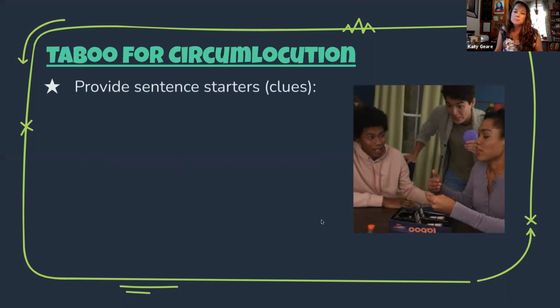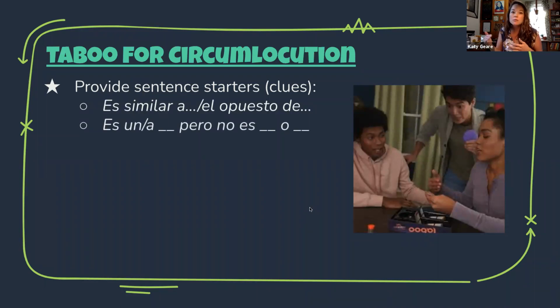So just a couple more things. Especially when they're in the younger or earlier levels, you want to provide some sentence starters before you throw them into the activity. Be like, hey, how could you give a clue? Easy clues are like, oh, it's similar to, or it's the opposite of.